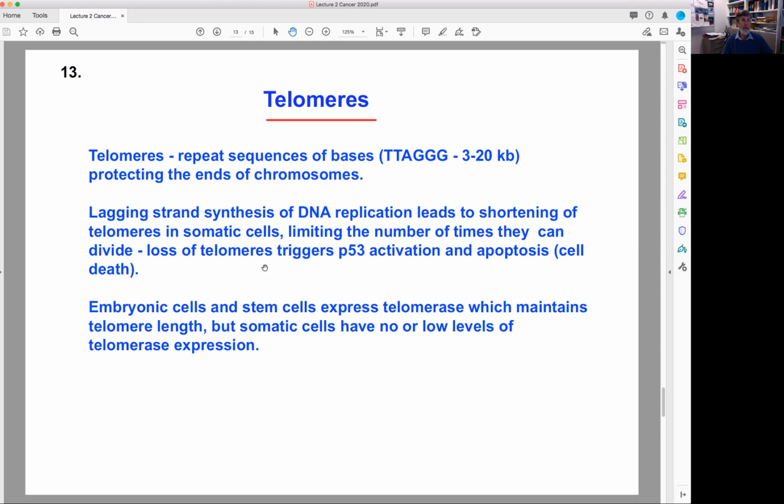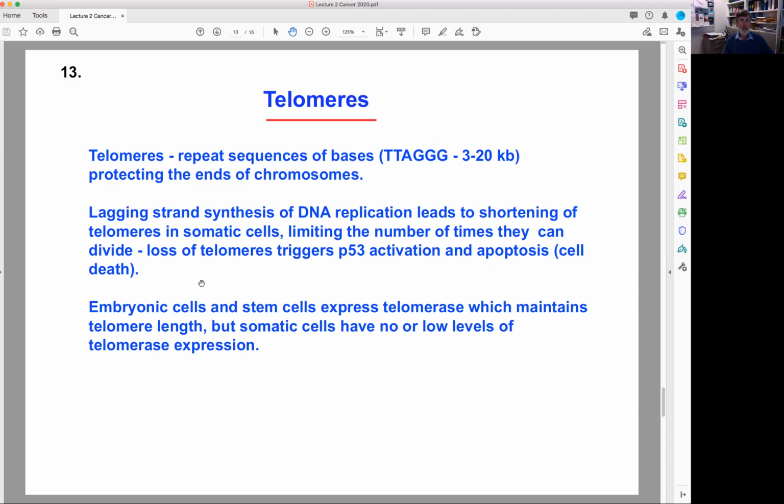Embryonic stem cells and stem cells express this telomerase enzyme, which maintains telomere length, but somatic cells generally have no or low levels of telomerase expression. So somatic cells, as they divide, they lose their telomeres and ultimately become senescent.